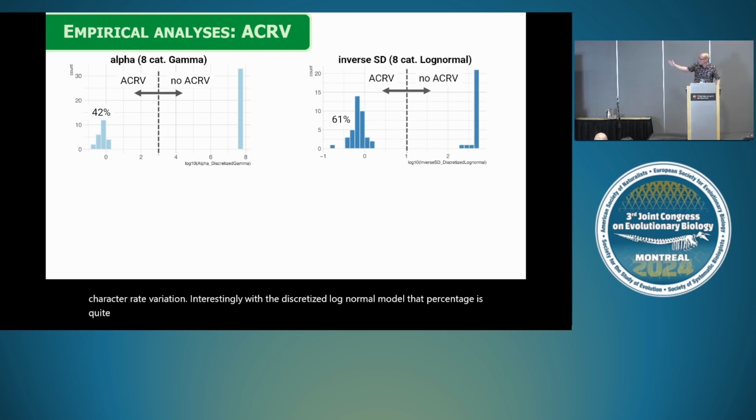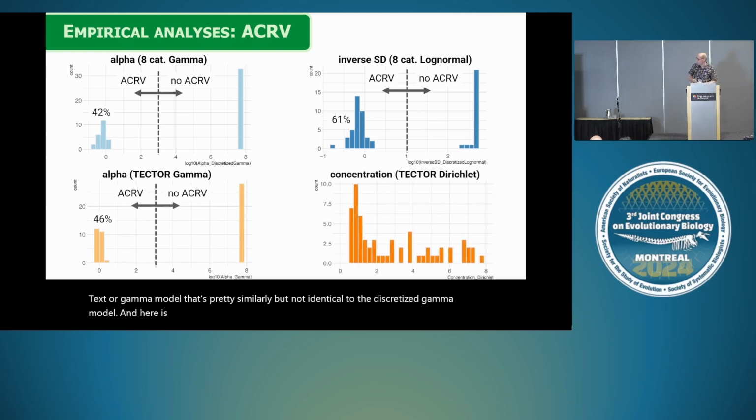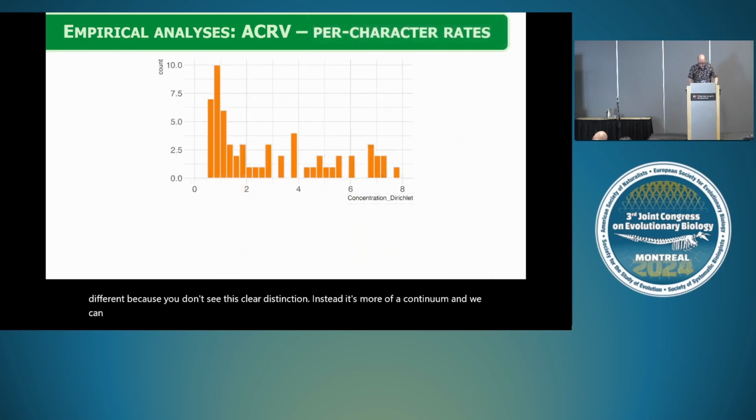But again, you have a similar distribution of this parameter, very distinct, like the ACRV and no ACRV datasets. The tector gamma model does pretty similarly, but not identical to the discretized gamma model. And here is the concentration parameter for the tector Dirichlet model. This is quite different because you don't see this clear distinction. Instead, it's more of a continuum. And we can actually see what that looks like in detail.